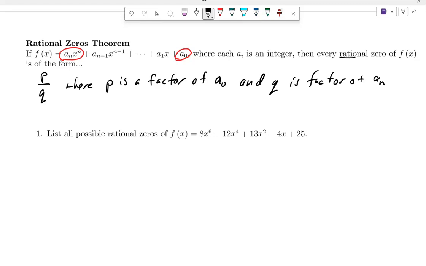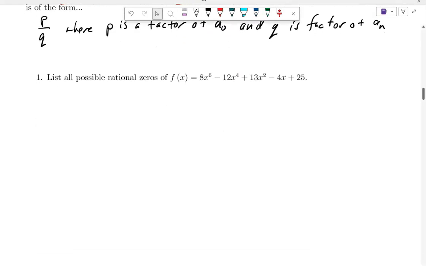What this process does with finding possible rational zeros is gives us a list of things to try. Okay. So let's look at this first example. It asks us to list all the possible rational zeros of 8x to the 6th minus 12x to the 4th plus 13x squared minus 4x plus 25. That's a lot of words. Okay. All right. But again, the only things that matter are the constant and the leading coefficient.